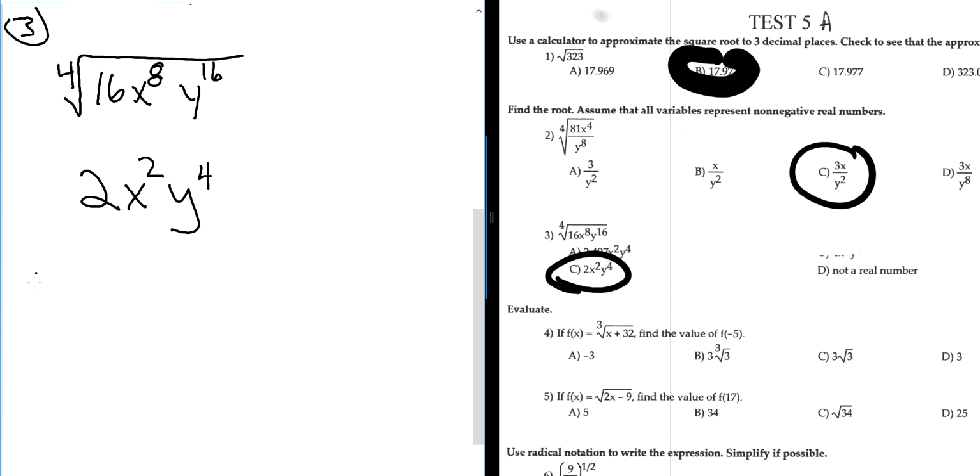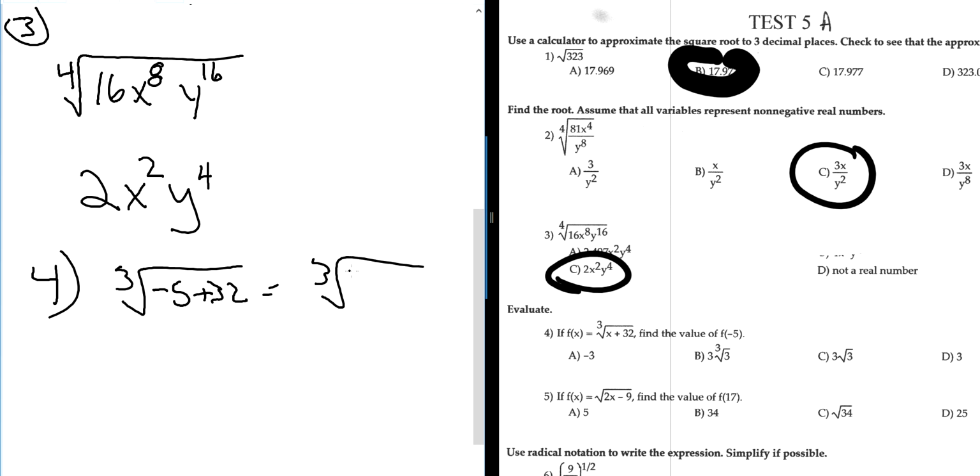Number 4, while I'm here, I'll just do this quickly. This is where we're going to substitute -5 for what's inside the radical. So I got the 3rd root of -5 plus 32, which equals the 3rd root of 27. And the 3rd root of 27 is 9. No, not 9. The 3rd root of 27 is 3, and that's positive 3, so that would make it D for number 4.